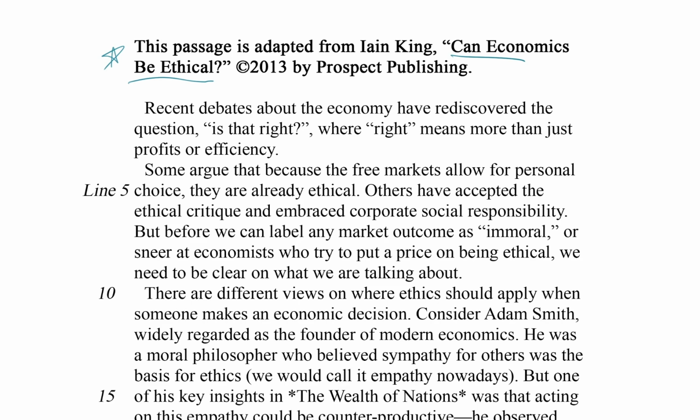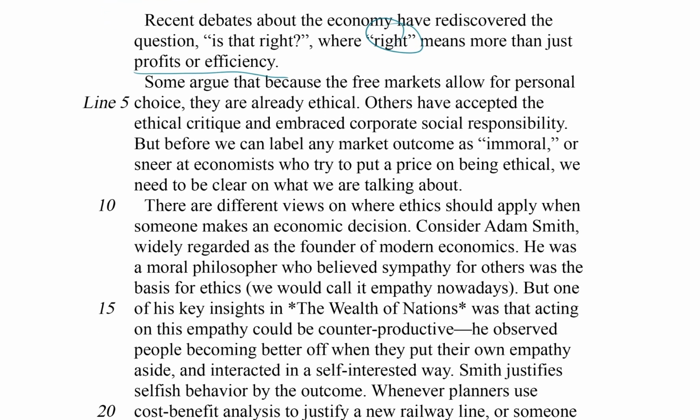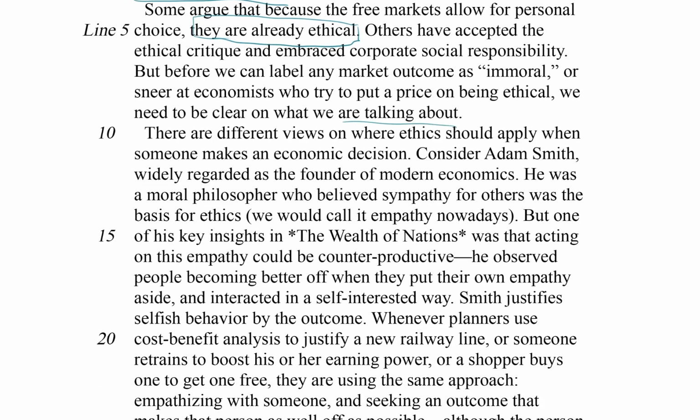So we're just going to go paragraph by paragraph. I'm going to read the first line and then skim the rest of it. Recent debates about the economy have rediscovered the question, is that right? Where right means more than just profits or efficiency. Okay, so there's some kind of moral question going on here. Some argue that because the free markets allow for personal choice, they are already ethical. Okay, so free markets are already ethical. That's idea number one.